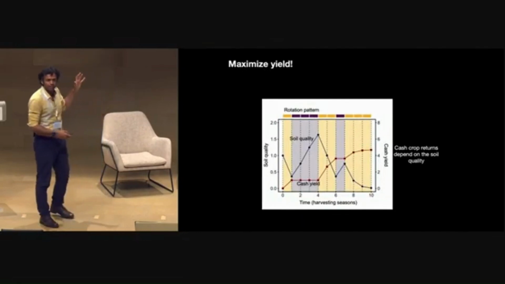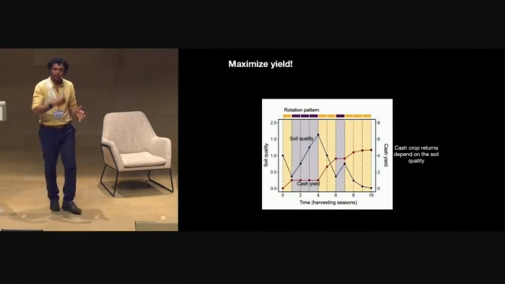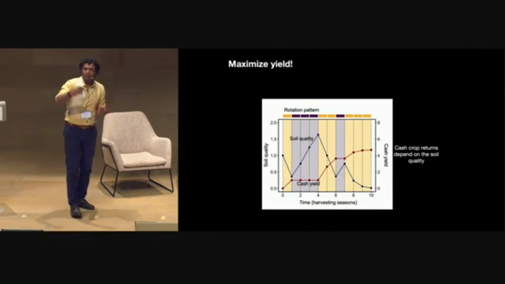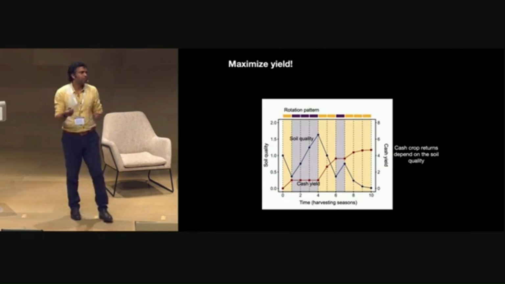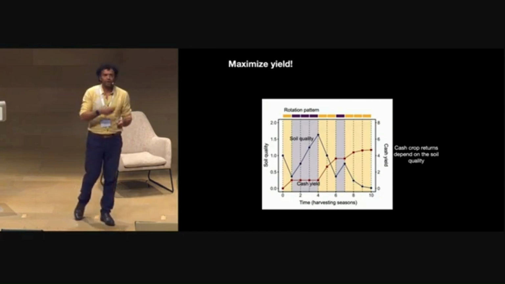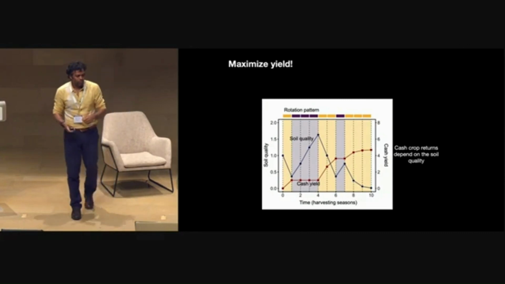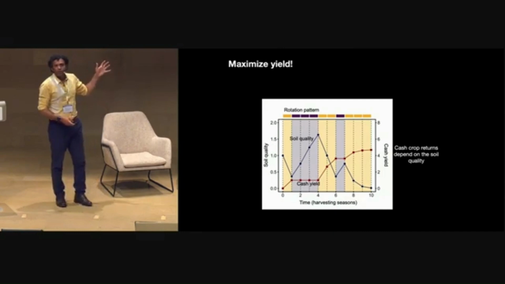Again, looking at a simple scenario where you have soil quality, let's say on this y-axis, which increases when you put a cover crop, and it decreases when you put a cash crop, right? The cash crop just uses it up, and so it goes down. But we also connect it to some kind of a cash yield.